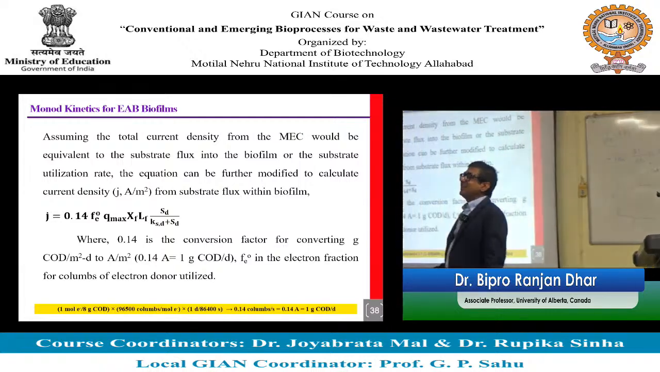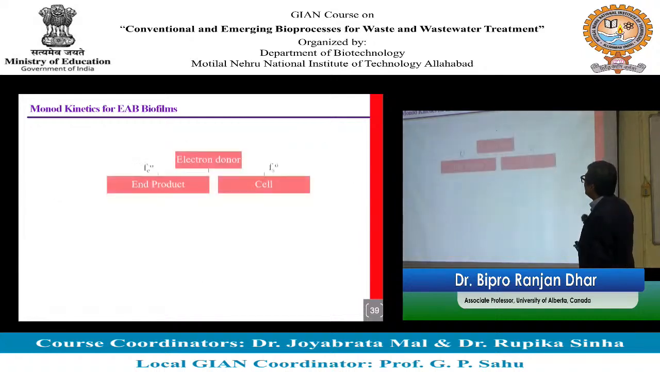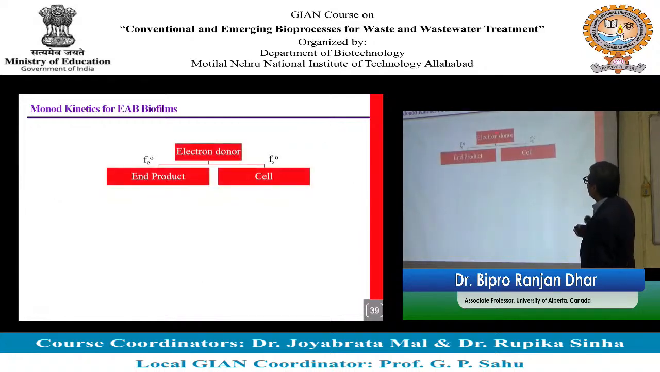So Fs sometimes it is difficult to measure. So what we do, we have a term called, so electron donor is going for end product, and another portion is going for cell, right? So here my end product is current.